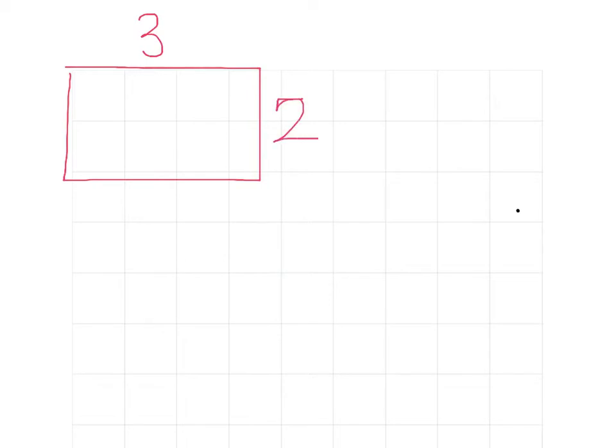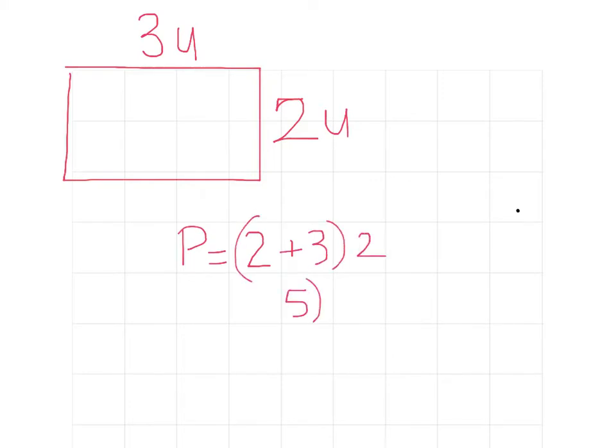One of the mistakes that people make when they're finding the perimeter, even though they can solve for whatever the units are, and I put a U here because it doesn't matter what the units are, is they'll do their math properly. 2 plus 3 times 2, 5 times 2 is 10, but they'll leave off the units. It is imperative that you put on whether it's feet or inches or miles, and if it doesn't say, then the correct answer is units.